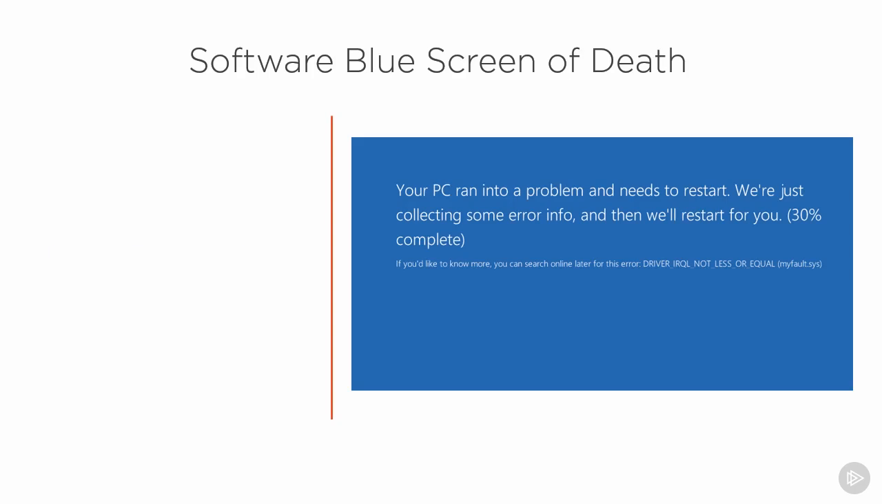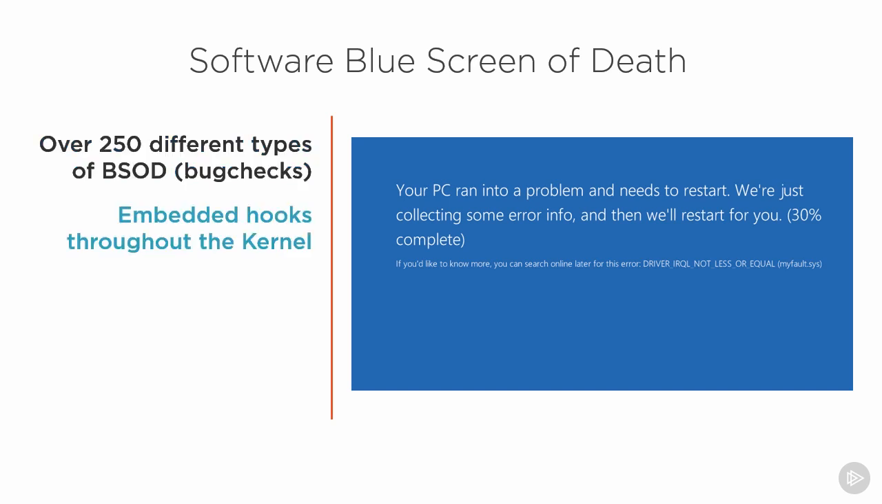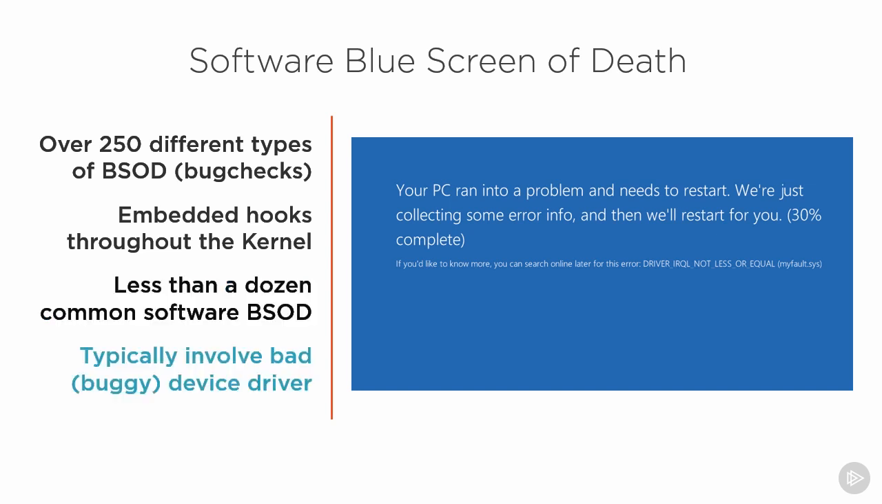So as you may know, here's the blue screen of death you may see on your console if your system ever crashes. What you may not know is there's over 250 different types of blue screens of death, otherwise known as bug checks. Now, the operating system has these hooks embedded throughout the kernel, which try to catch drivers that aren't behaving by the rules, rather than jeopardize the integrity of the operating system. Of all these 250 bug checks, there's less than a dozen that are commonly seen, and those are the ones that we're going to focus in on.